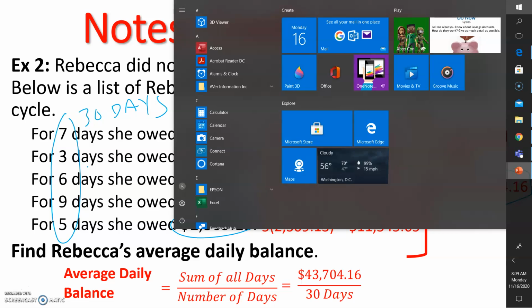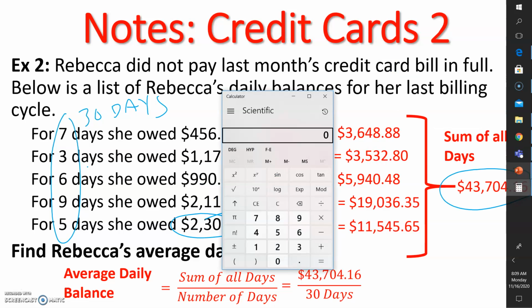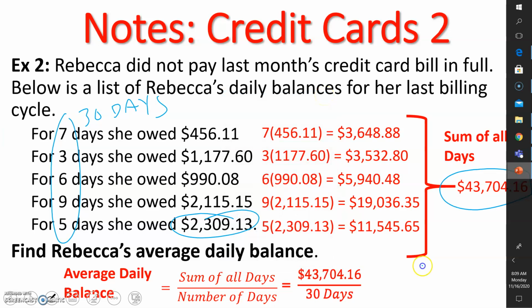So let's grab our calculator again. So we had $43,704.16 divided by 30 days. And we can see, if we look closely, that this is $1,456.81. Okay, so once again, $43,704.16 divided by 30, and we see that it's $1,456.81. Okay, so that's our average daily balance.